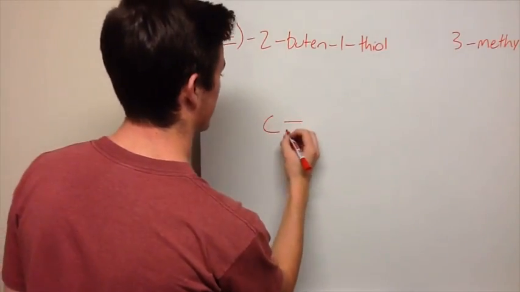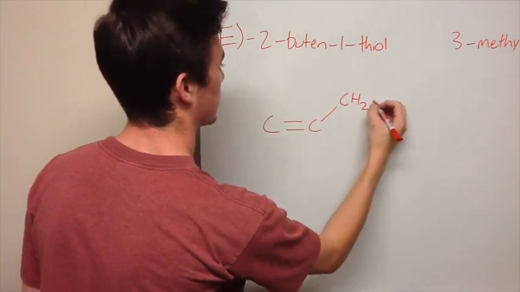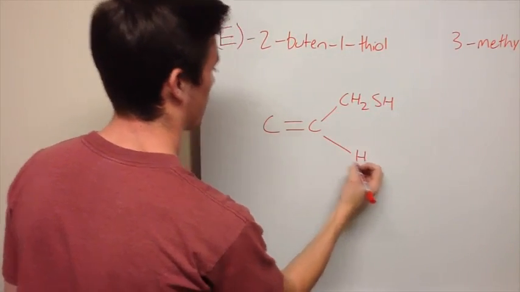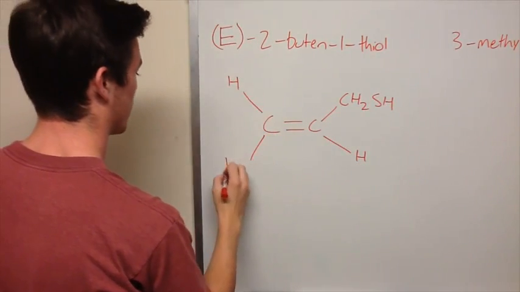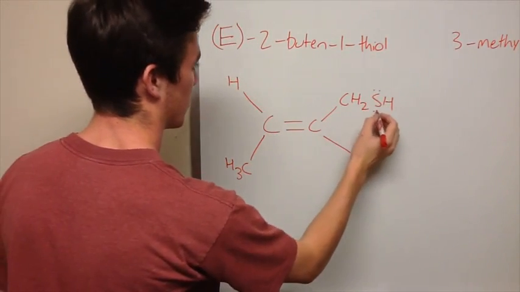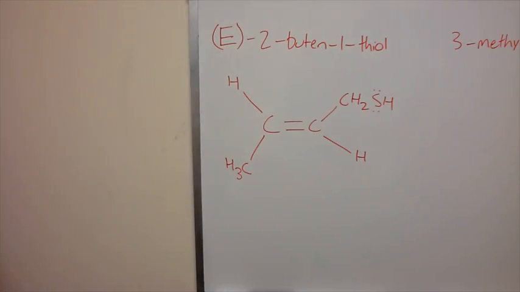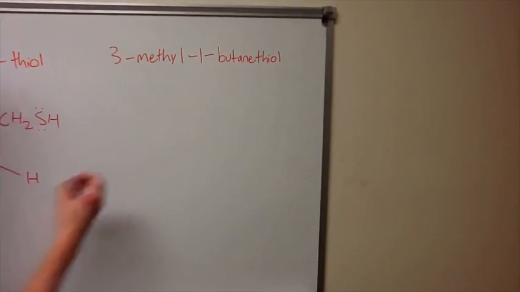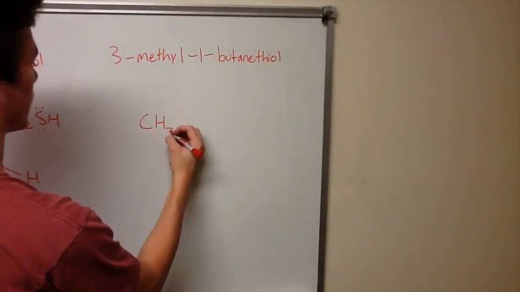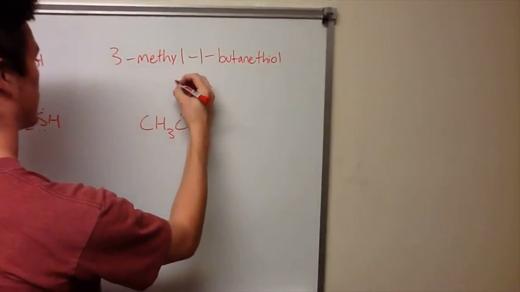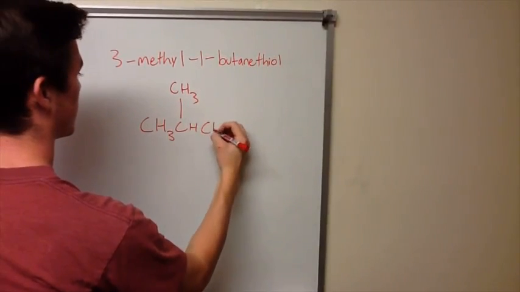The main component of skunk spray is E2-butene-1-thiol. This compound makes up roughly 38 to 44% of the total skunk spray. The second main component of skunk spray is 3-methyl-1-butane-thiol. This compound makes up 18 to 26% of skunk spray.